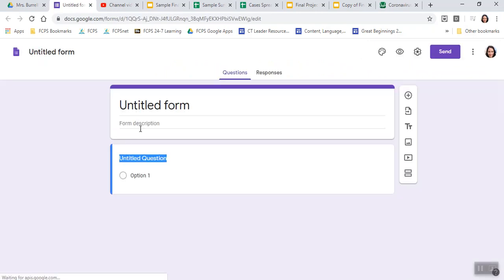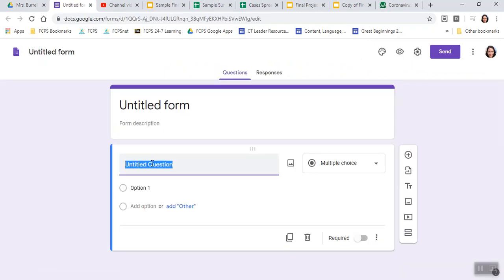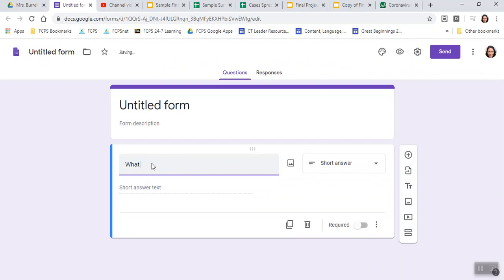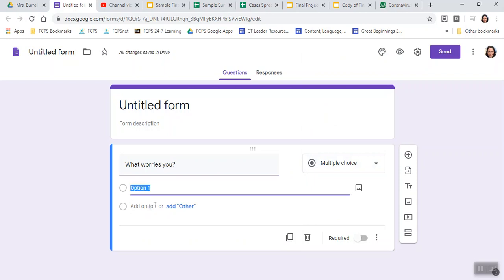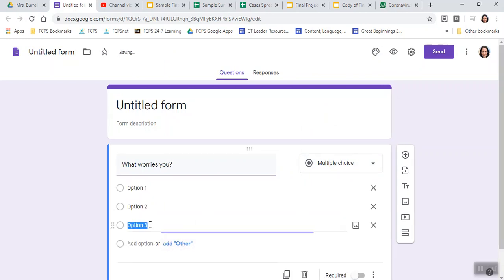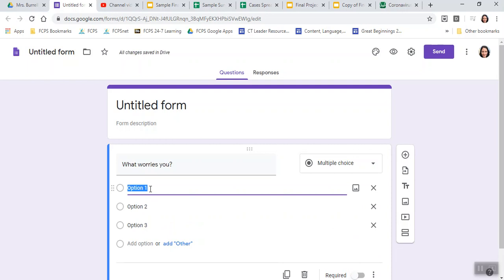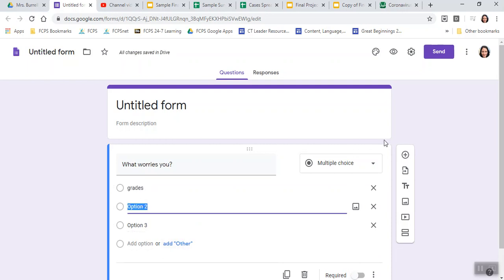Now you could also ask your question on social media if you want, but you're going to have questions for your form. So one of my questions will be, what worries you? And you probably want to make it multiple choice. So you'll make it multiple choice and you'll put in all of your options. Like one of my options might be grades, and you're going to fill in all of the options that you want to list there.